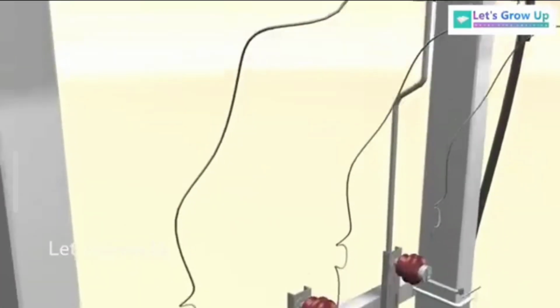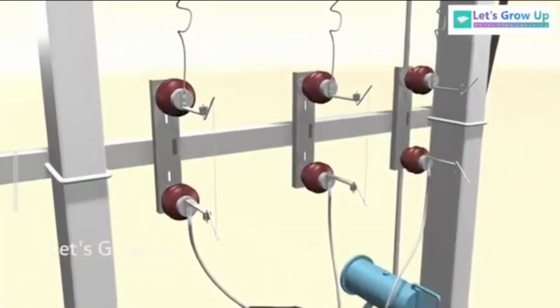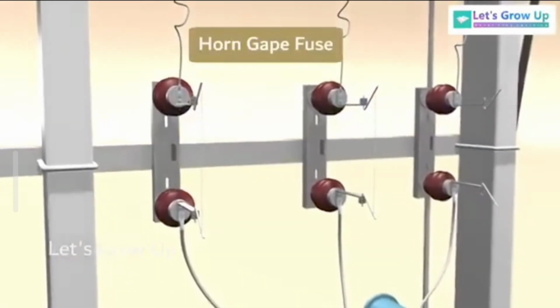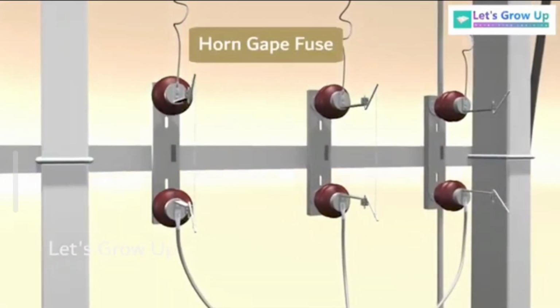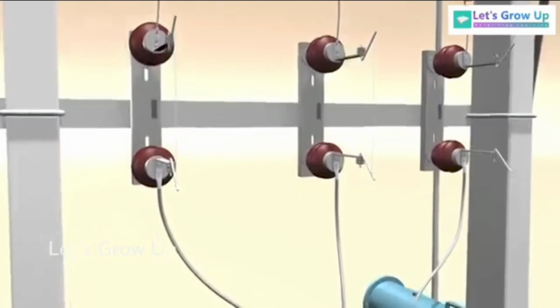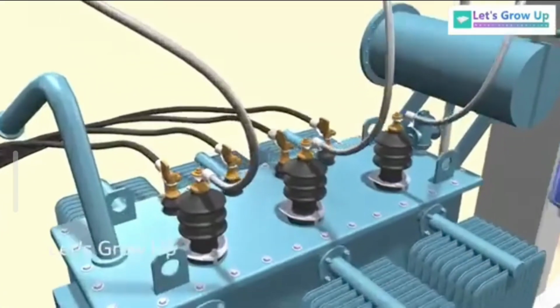Further, the AB switch is connected to the fuse. These are the horn gap fuse. Sometimes you can also see drop-out fuse. The high voltage connection is made to the transformer HT bushing.